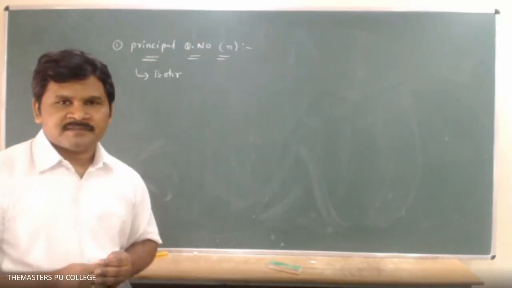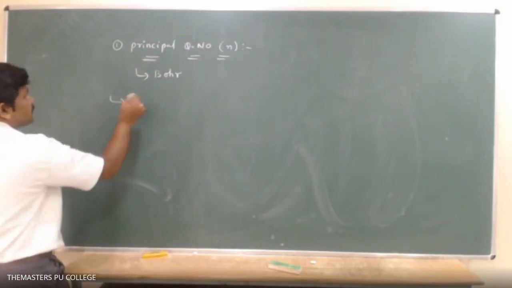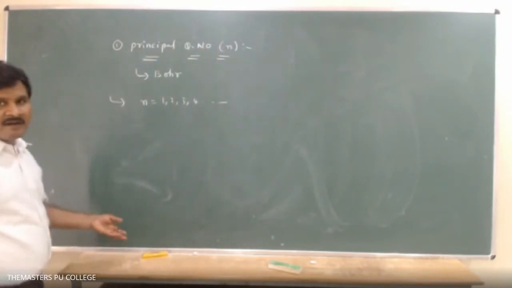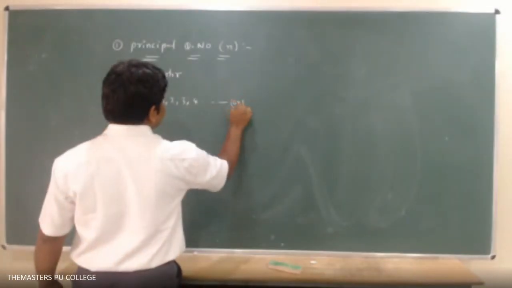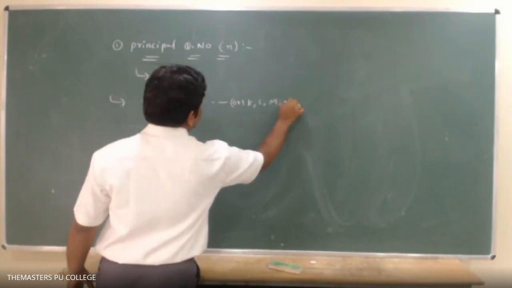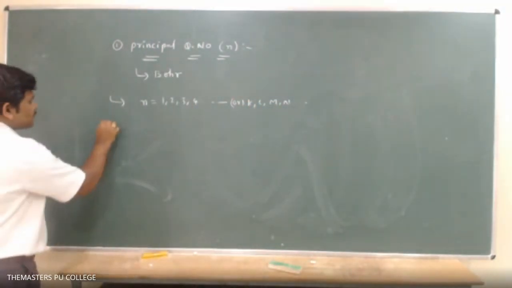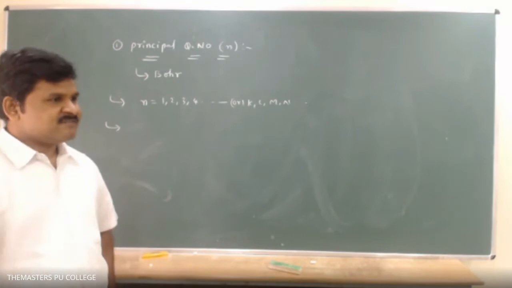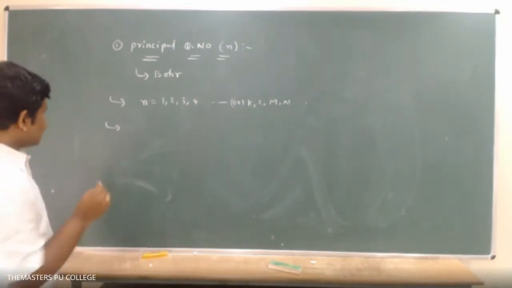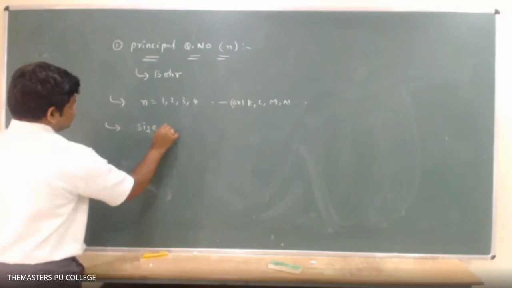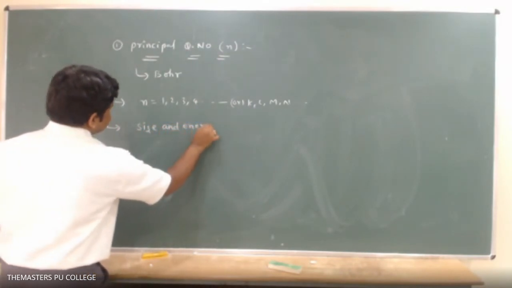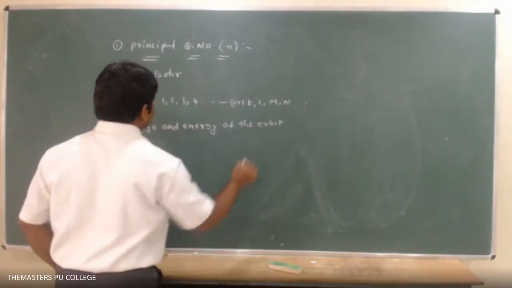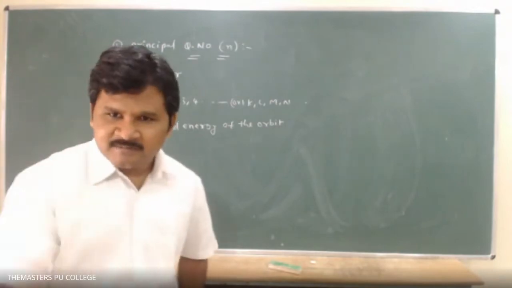Here, n values start from 1, 2, 3, 4, and so on, or with letters like K, L, M, N, and so on. This principal quantum number signifies the size and energy of the orbit. Size and energy of the orbit. Now, this n is nothing but the shell number.